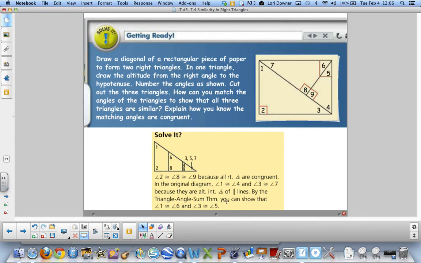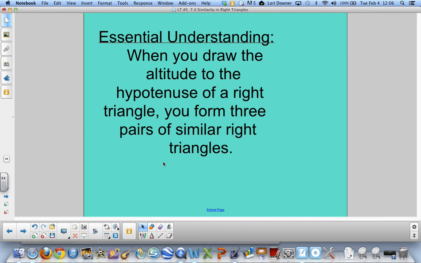By the triangle angle sum theorem, then we know because we have 2 angles of one congruent to 2 angles of the other. 1 is congruent to 6 and 3 is congruent to 5. So that's a way to show that all 3 of these triangles, although not congruent, they definitely are similar.